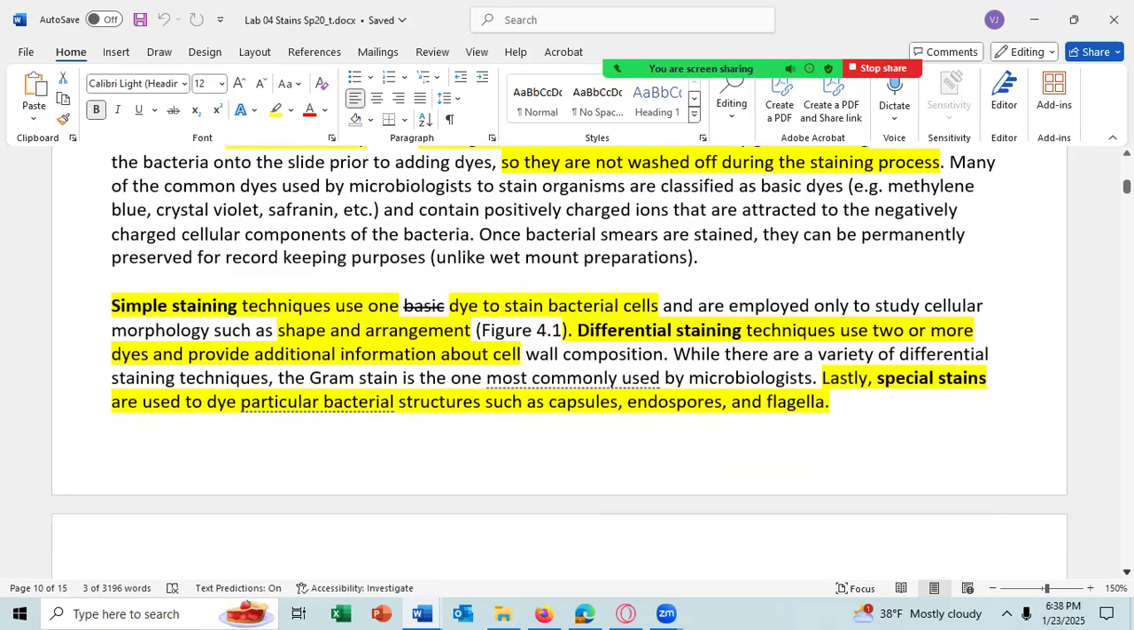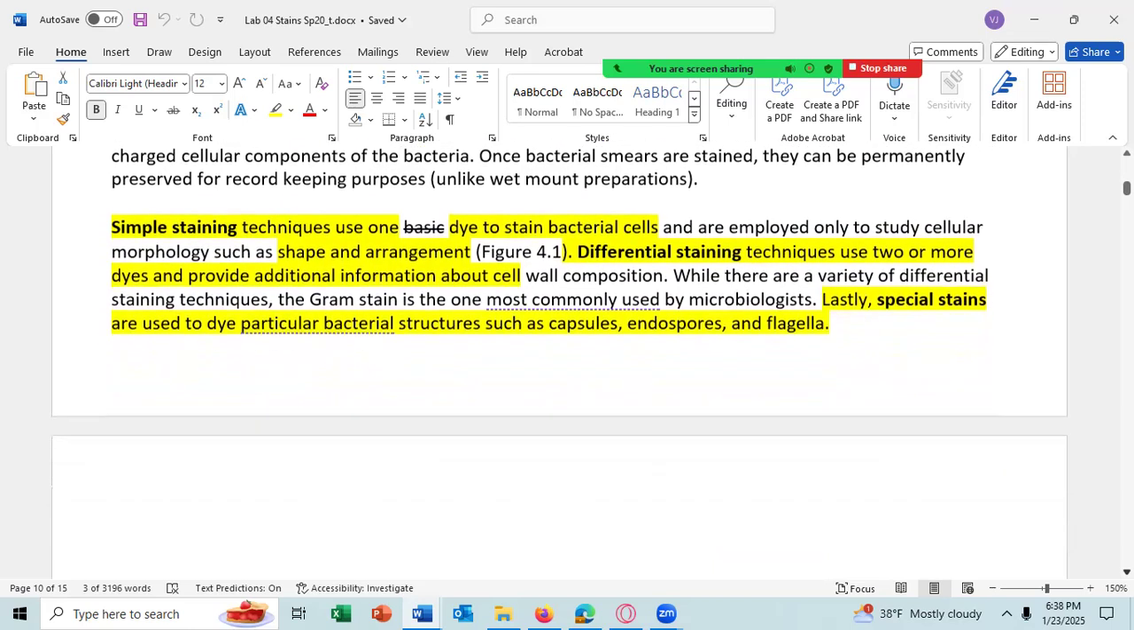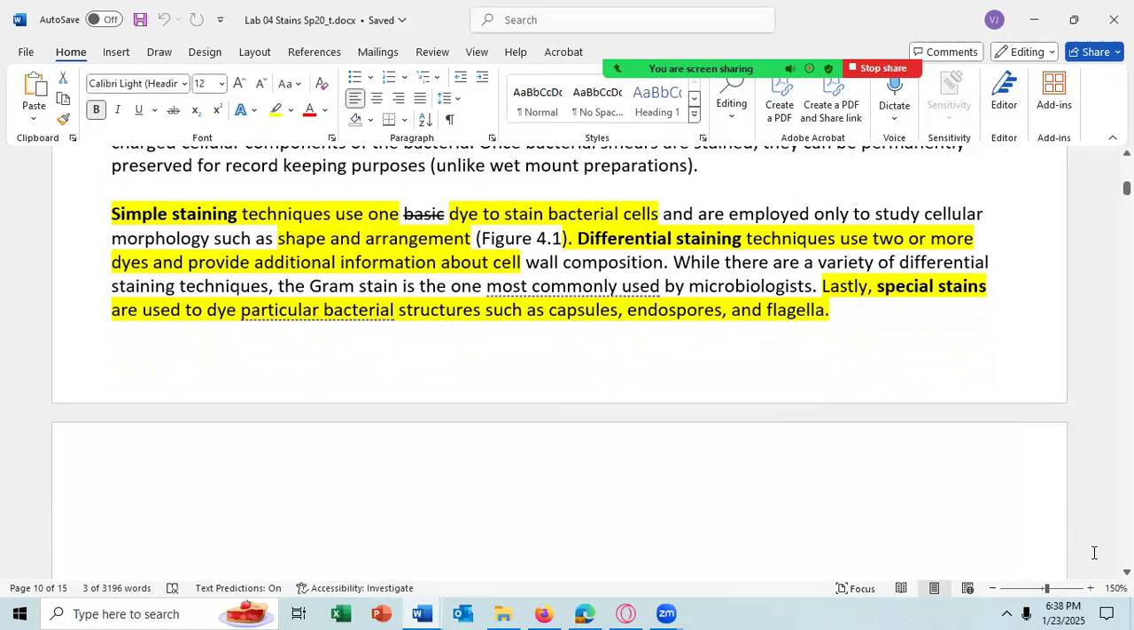In fact, probably less than an hour, probably about 10 minutes. Simple staining techniques use one dye to stain the bacteria cells. You note I crossed out the word basic because it doesn't matter if it's a basic dye or an acidic dye. It's just using one dye to stain the cells. And all you can tell, because all the cells will have the same color, are the different shapes and the different growth arrangements, which I'll talk about both of those in just a minute.